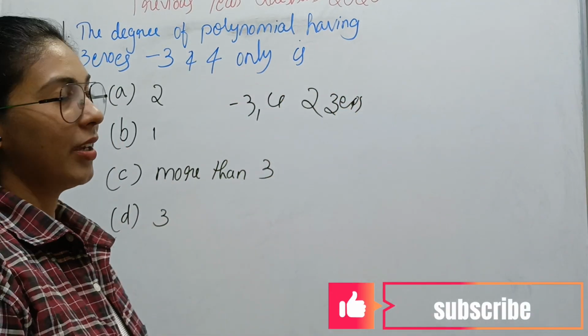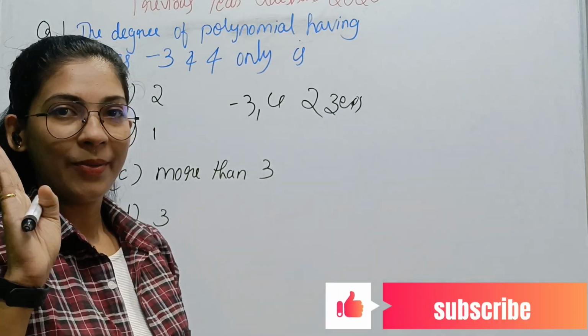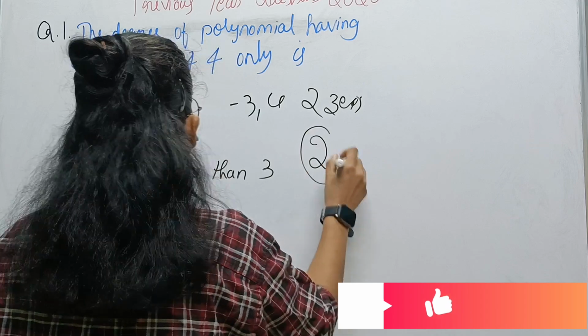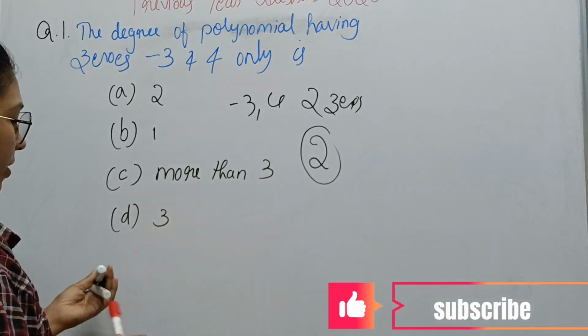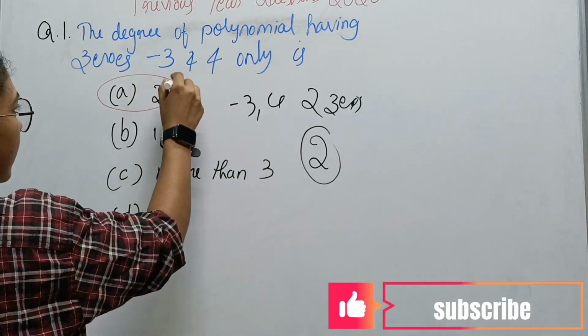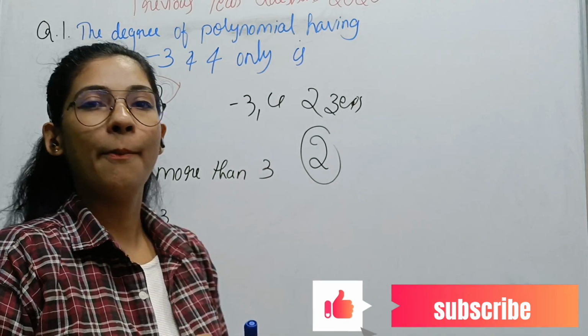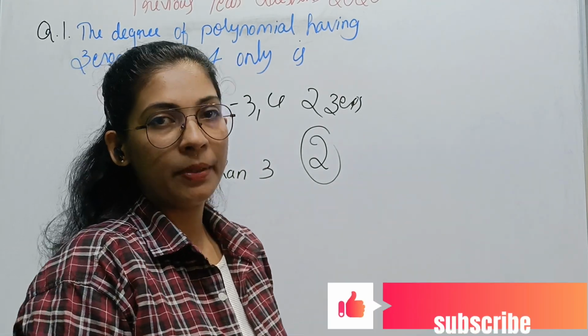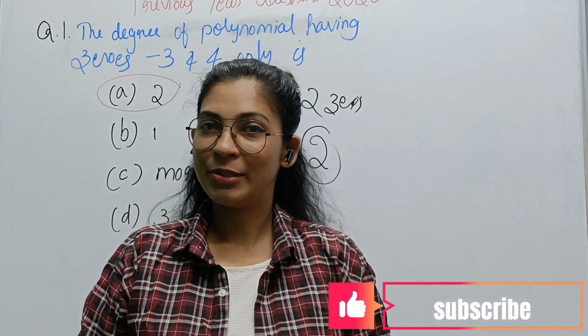If there are 2 zeros of a polynomial, then the polynomial has a degree of 2. So option A is the right answer. That is 2. This will be a second degree polynomial. So this is the answer. It's very simple. Let's move on to the next question.